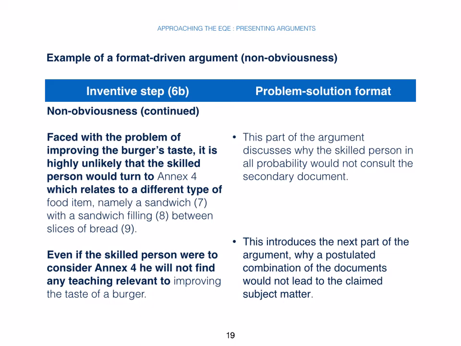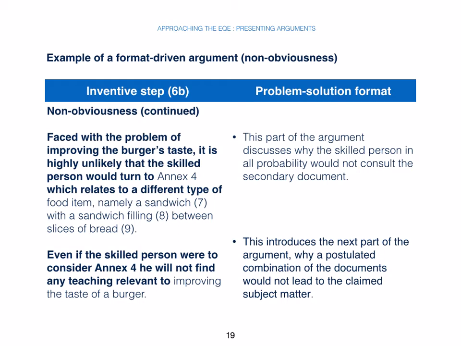And here we will start with some fairly standard wording, such as, faced with the problem of improving the burger's taste, it is highly unlikely that the skilled person would turn to Annex 4, which relates to a different type of food item, namely a sandwich with a sandwich filling between slices of bread. So first we show why the skilled person would not want to, or in all probability would not, consult the secondary document. Then we continue the argument, which goes on: even if the skilled person were to consider Annex 4, he will not find any teaching relevant to improving the taste of a burger.